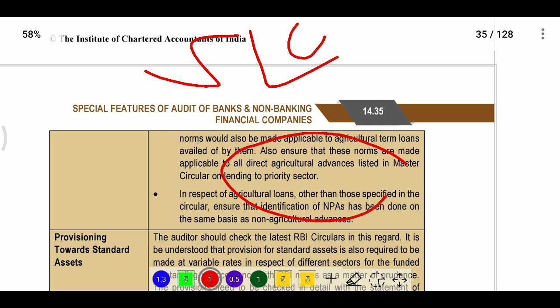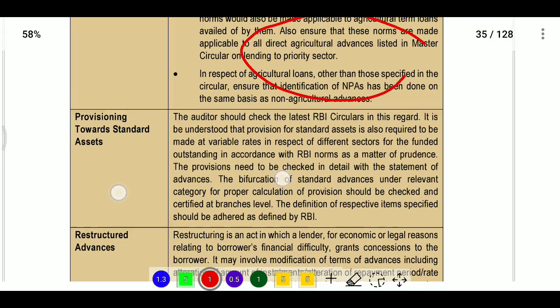So if the item is in the circular, they need to follow the agriculture rules based on short term, long term and crop seasons, not as per 180-90 days. If the items are not specified in the circular, then identification of NPA is the same as for non-agriculture advances.